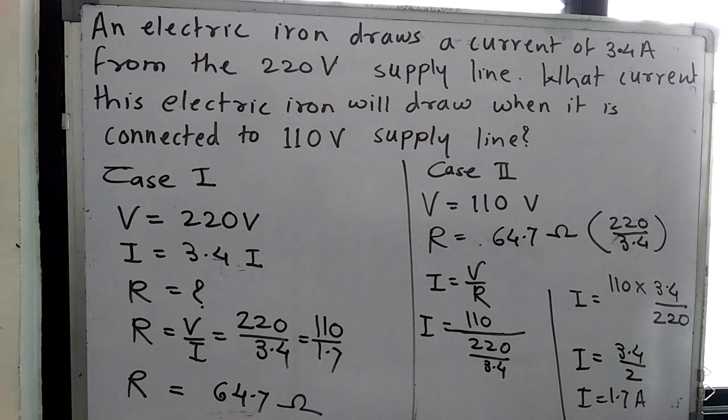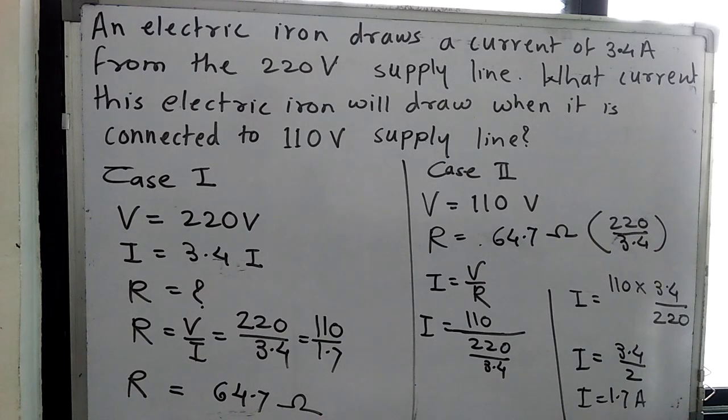Now see, most important numerical. An electric iron draws a current of 3.4 ampere from a 220 volt supply line. Meaning, we have an electric iron, we connected it to 220 volts, so how much current does the electric iron draw? 3.4 ampere.